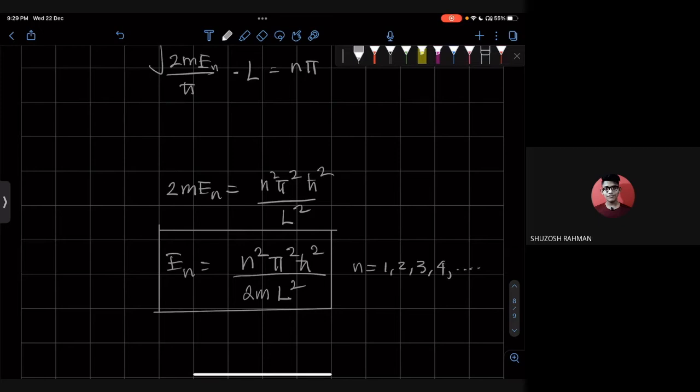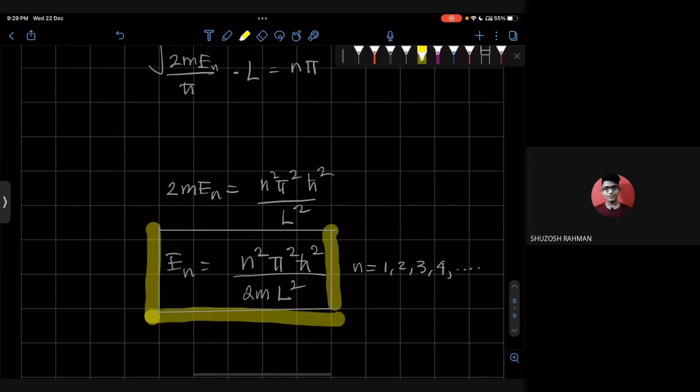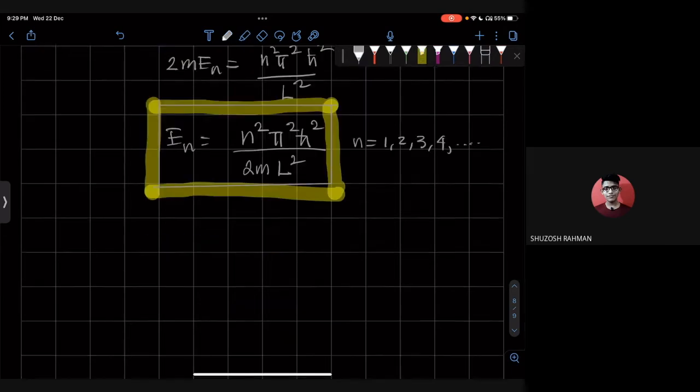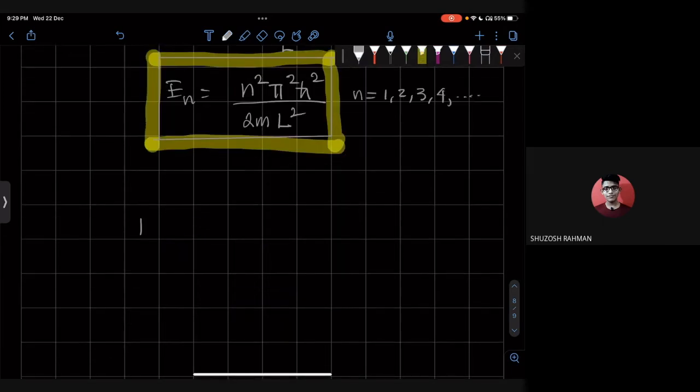Any questions? These are the energy levels allowed in a particle in a box. It is proportional to n squared. If you recall, for the hydrogen atom, E of n was proportional to what? What was the n dependence there? Minus 1 over n squared, I think.